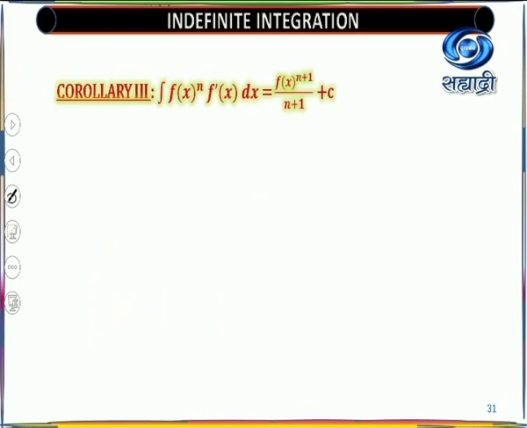We'll start with our corollary 3. Now look at here, corollary 3. Integration of f(x) raised to n times f dash of x dx equal to f(x) raised to n plus 1 upon n plus 1. This is the power of complete f(x). f(x) raised to n plus 1 upon n plus 1 plus constant of integration.